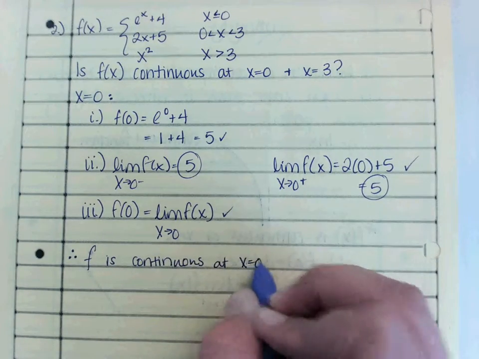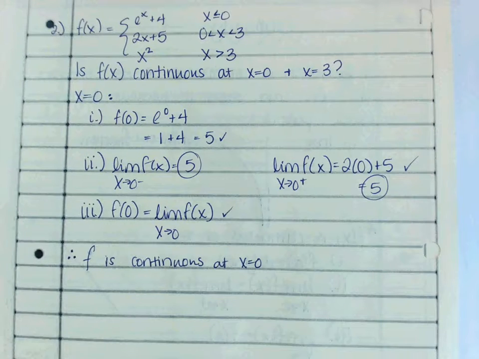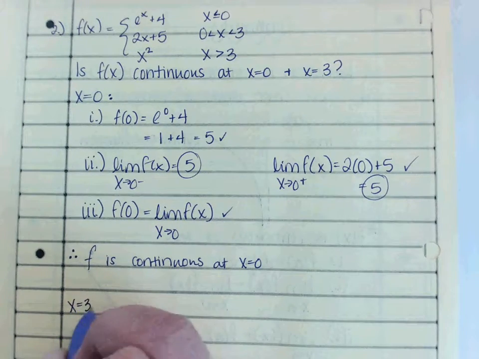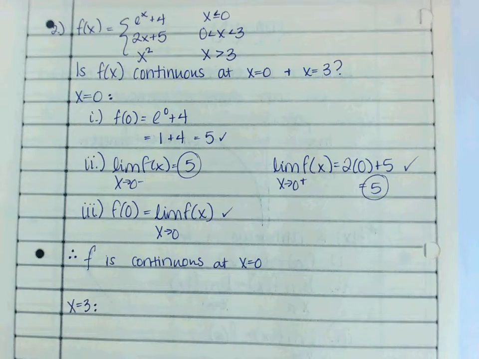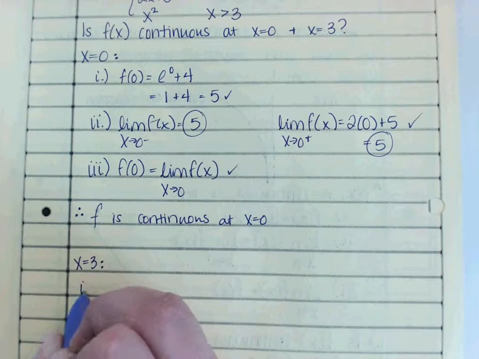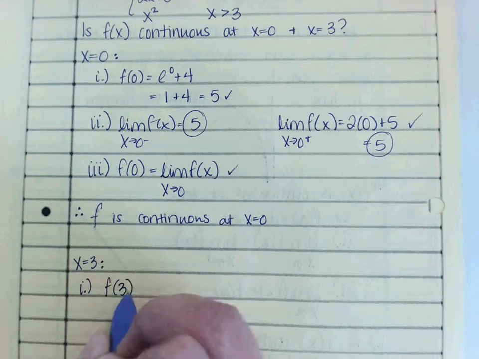At 0, we've checked it. It was continuous. Now we need to check it at 3. Okay, x equals 3 will be easy to check. What's step 1? Define. Find f of 3. Make sure that it's defined.